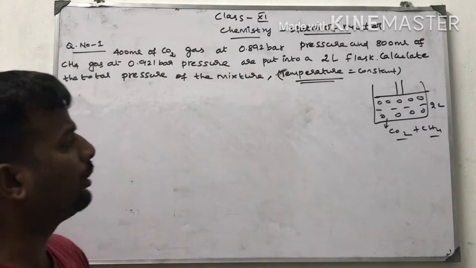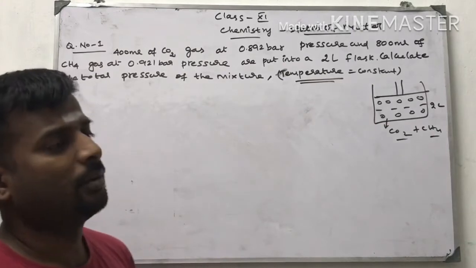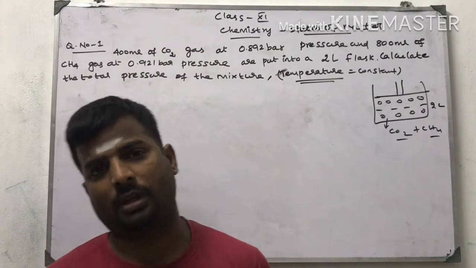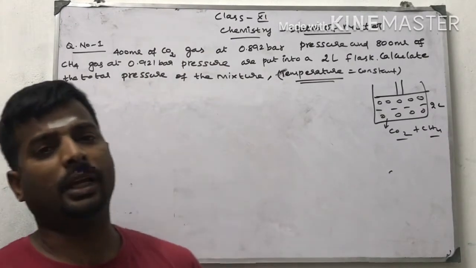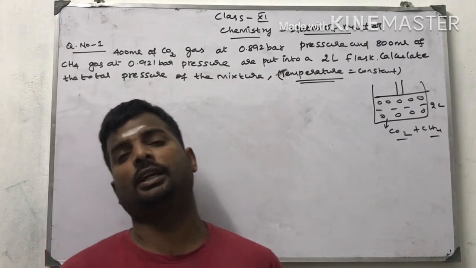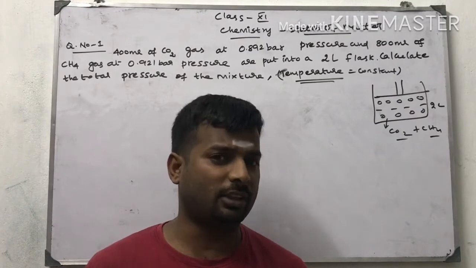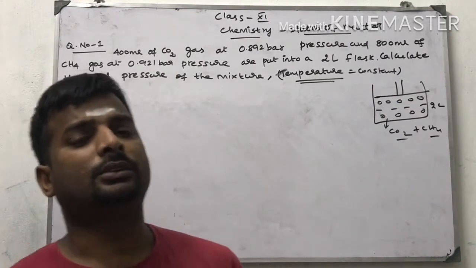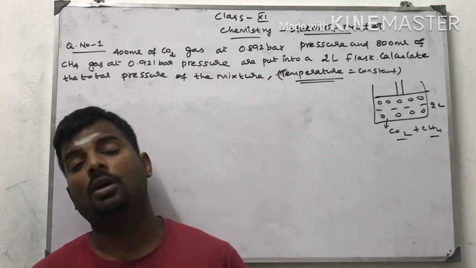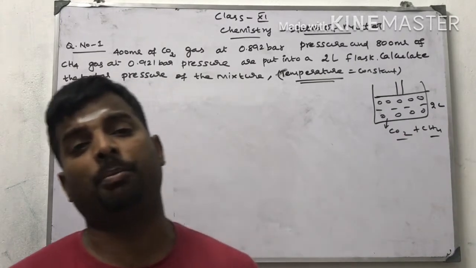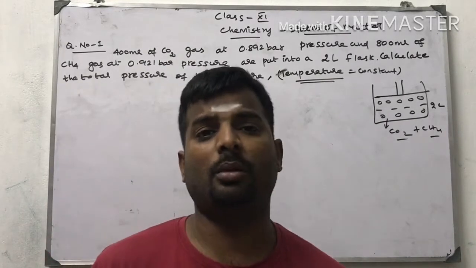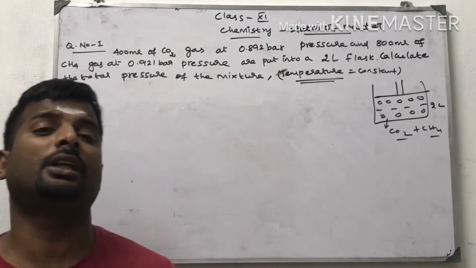Now we have to find the total pressure of these two gases. First, for that we have to find the partial pressure of carbon dioxide and partial pressure of methane. After finding those, we add both and get the total pressure, because the definition in Dalton's law is that the total pressure of the mixture of non-reactive gases is equal to the sum of the partial pressures exerted by the individual gases.